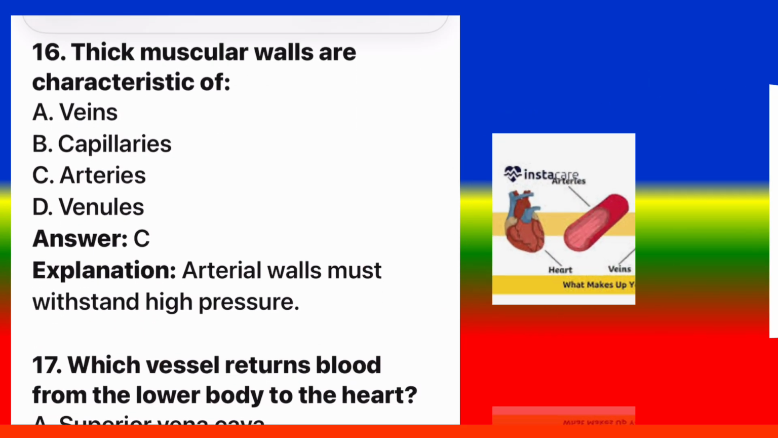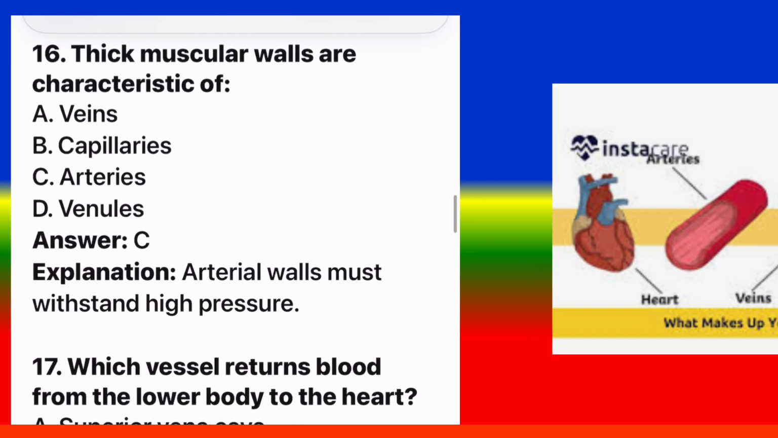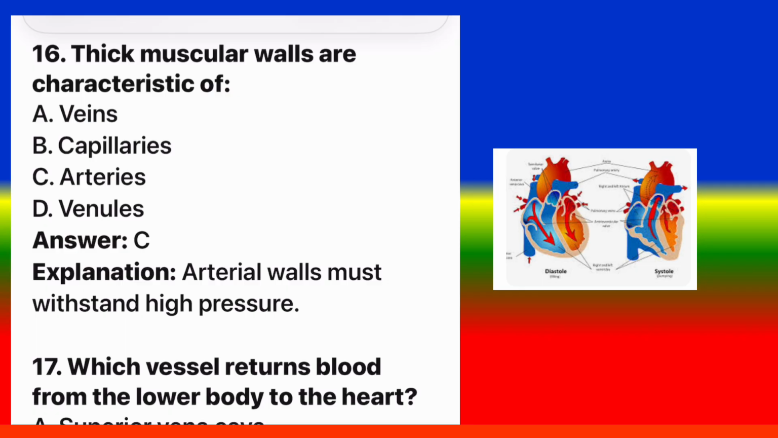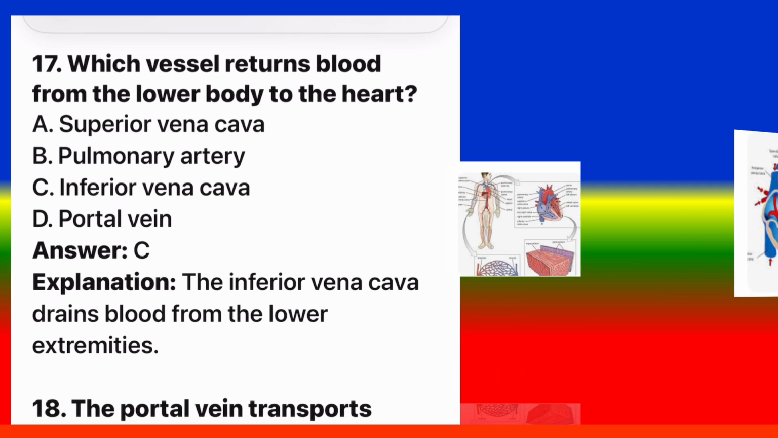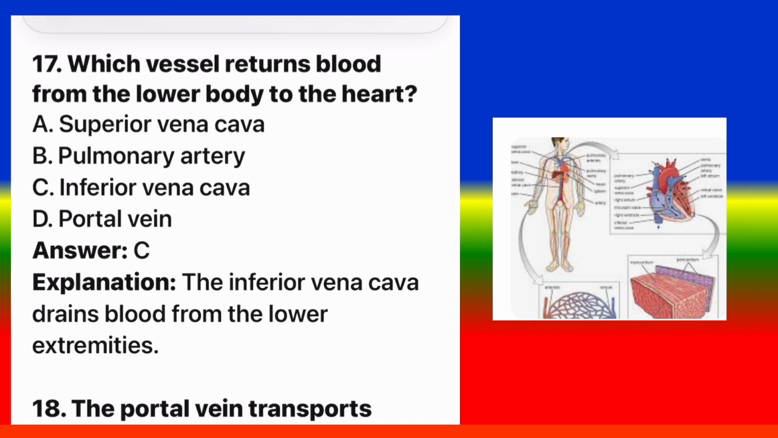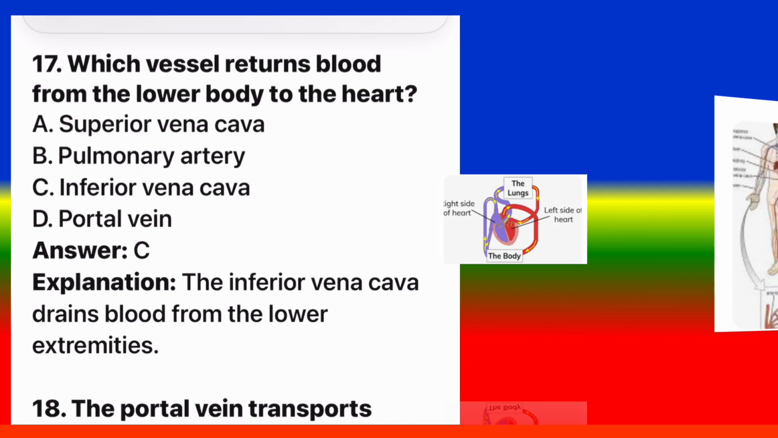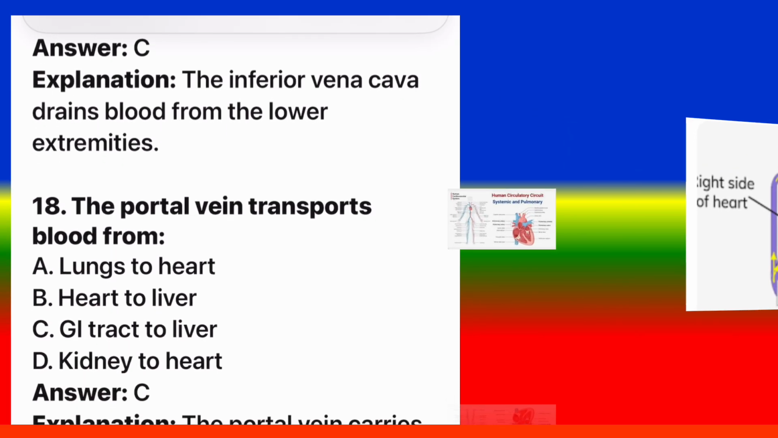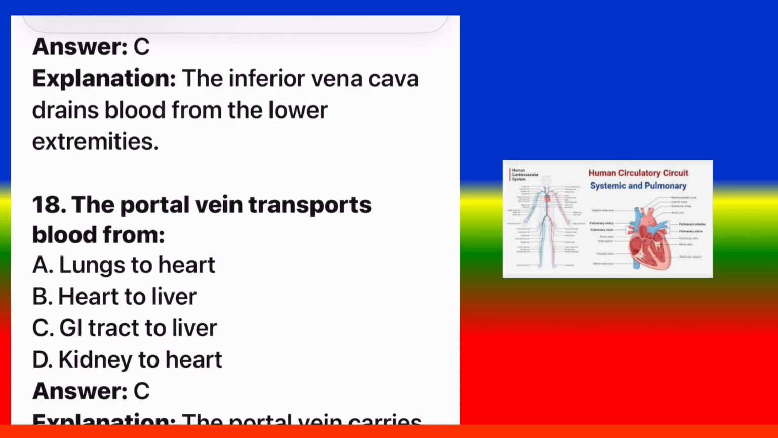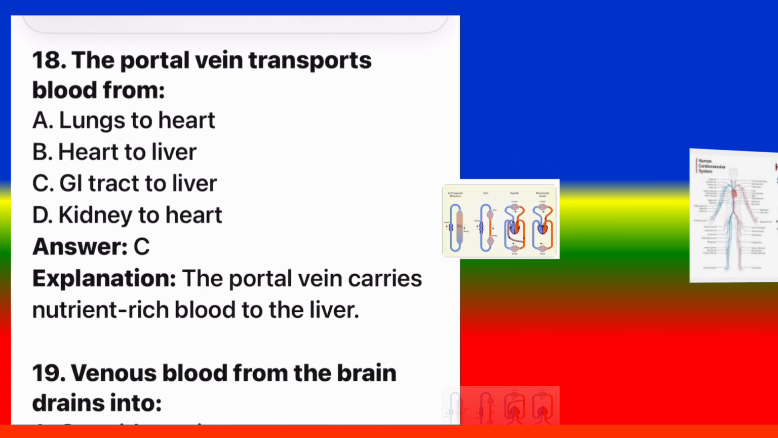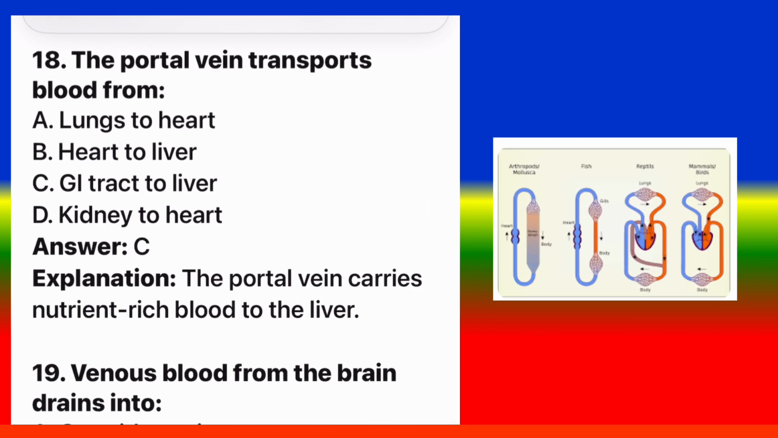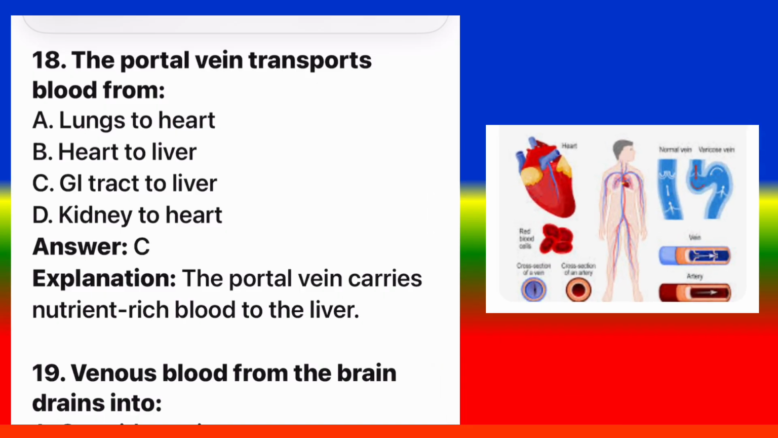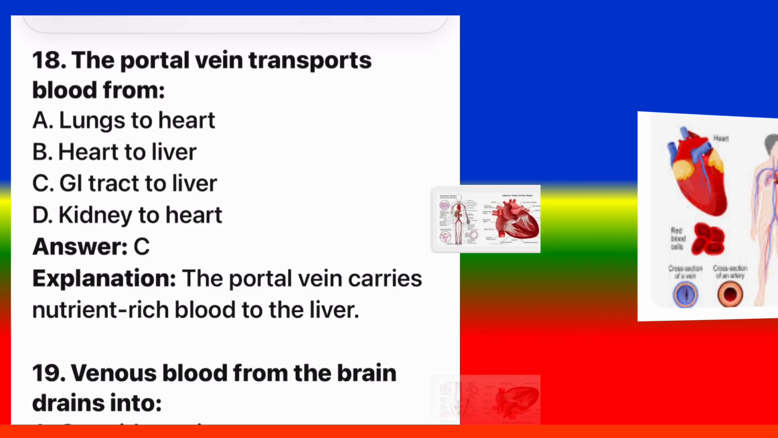16. Thick muscular walls are characteristic of A. Veins, B. Capillaries, C. Arteries, D. Venules. Answer C. Explanation: Arterial walls must withstand high pressure. 17. Which vessel returns blood from the lower body to the heart? A. Superior vena cava, B. Pulmonary artery, C. Inferior vena cava, D. Portal vein. Answer C. Explanation: The inferior vena cava drains blood from the lower extremities. 18. The portal vein transports blood from A. Lungs to heart, B. Heart to liver, C. GI tract to liver, D. Kidney to heart. Answer C. Explanation: The portal vein carries nutrient-rich blood to the liver.